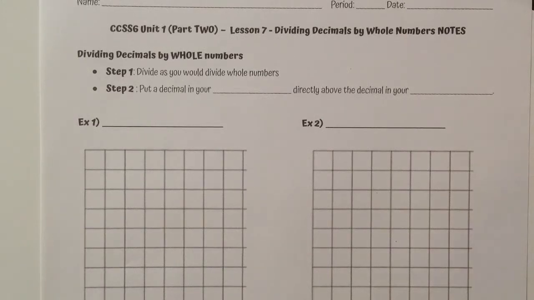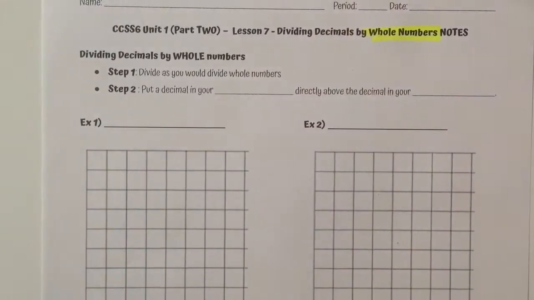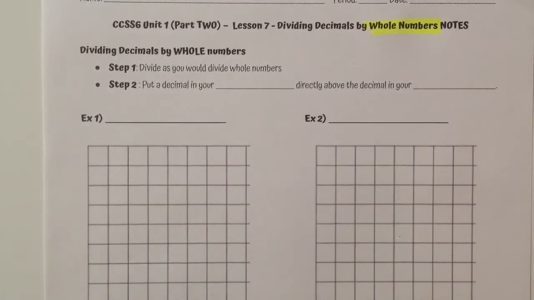Today we're going to talk about dividing decimals by whole numbers. So it's important that we look at that what we are dividing by is a whole number. Later we're going to talk about dividing by decimals. So dividing decimals by whole numbers is very similar just to dividing regular numbers. So we divide just normal.